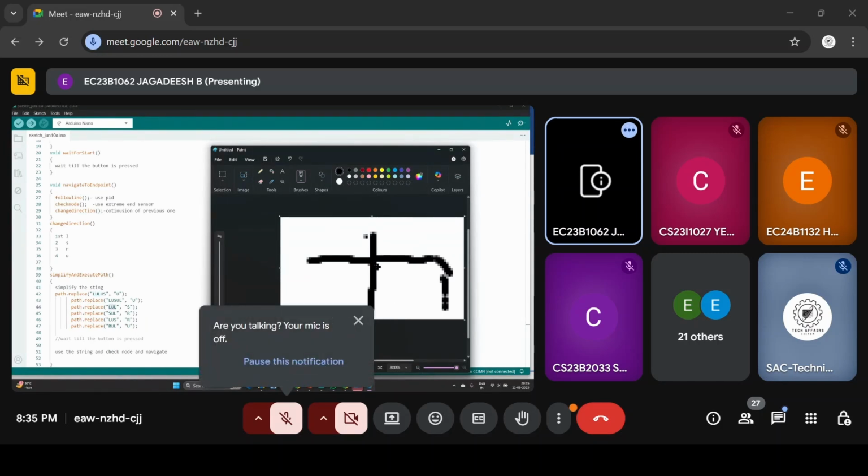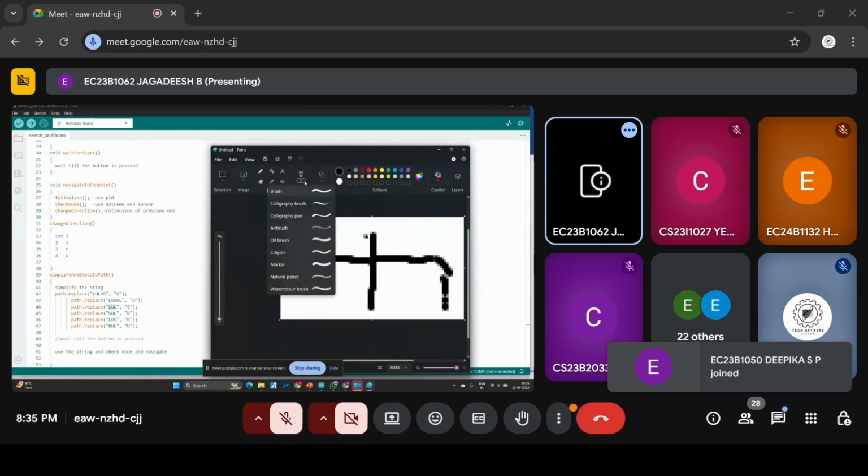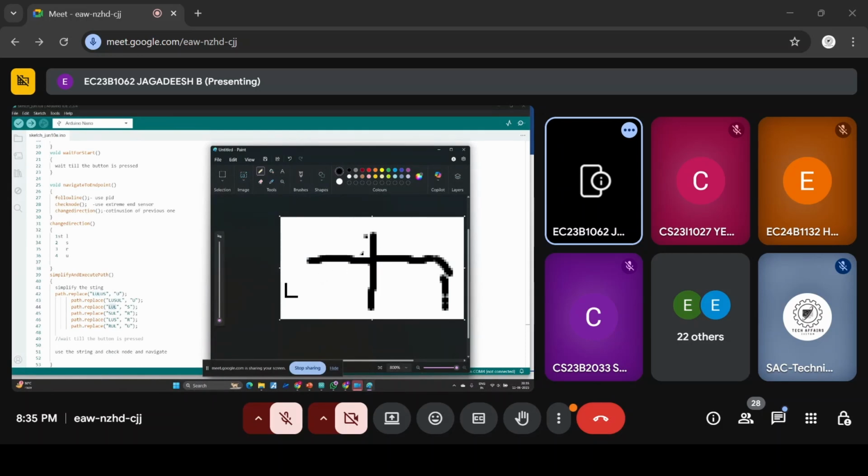First it will go straight. So left, U-turn, left, U-turn, then left, then U-turn, again left, left, U-turn, left, U-turn, left. Then it will come in this direction.